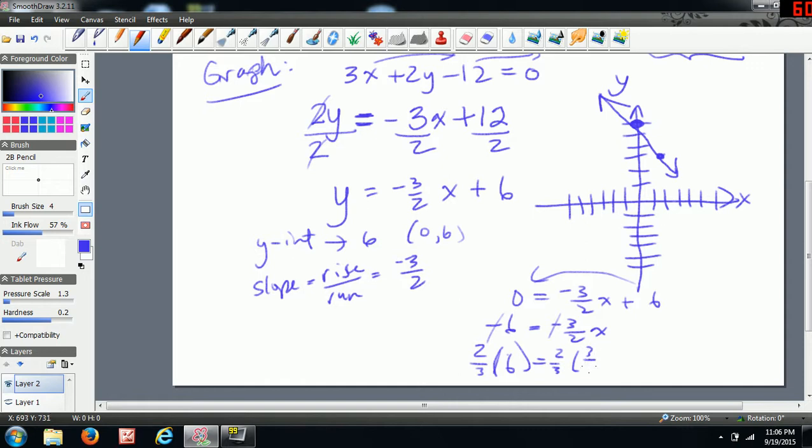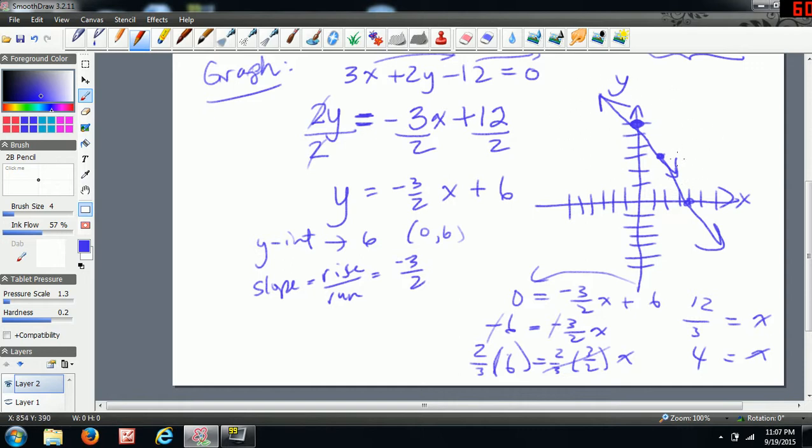2/3 by 3/2 would just cancel. So this would be 2 times 6, which is 12, divided by 3, which is x, and x would equal 4. So that means that over here it would actually cross at that point. So to be very accurate, I could use that information as well. Using just the slope-intercept form, I could just graph it.